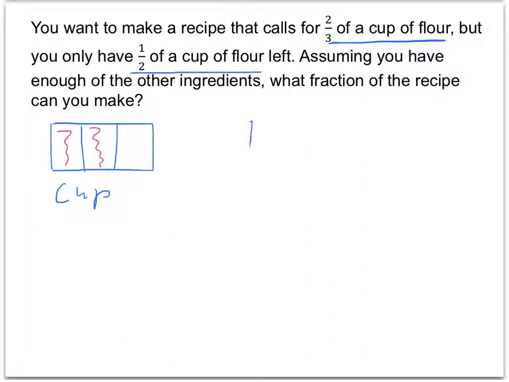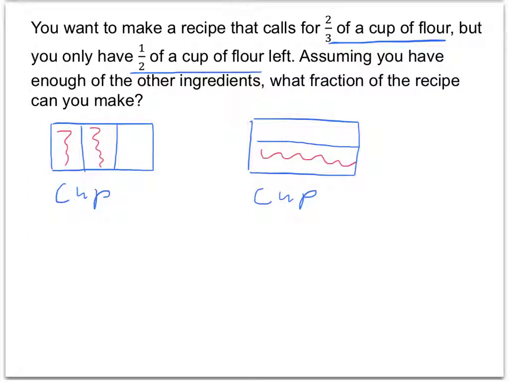Now let's draw a picture of the half of a cup of flour that we actually have. So again, our whole here is a cup of flour, but we only have a half of a cup. And so let's divide this up into 2 equal pieces and select one of those pieces. Okay. So now we need 2/3 of a cup, but we only have a half of a cup. So it looks like we need 2 pieces, but we only have 1 piece. But the problem is that these pieces here are different sizes from these pieces over here.